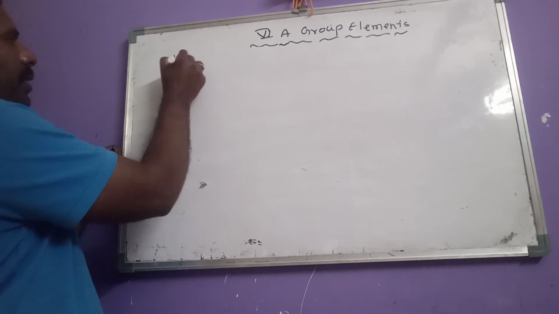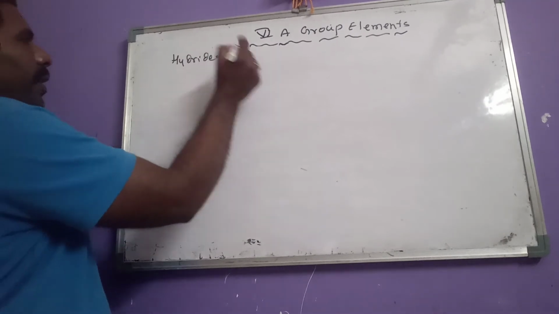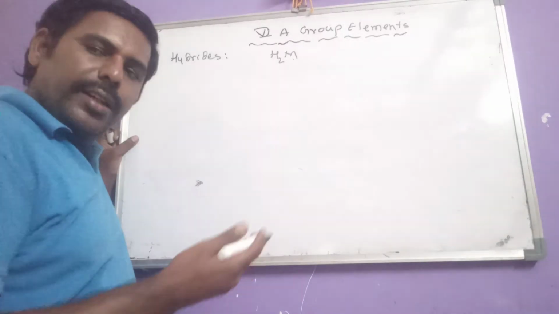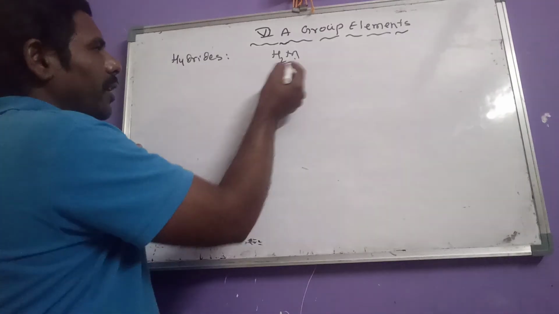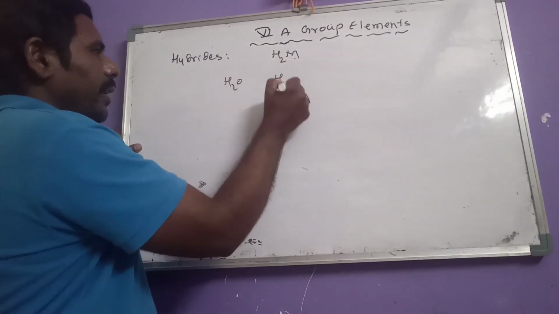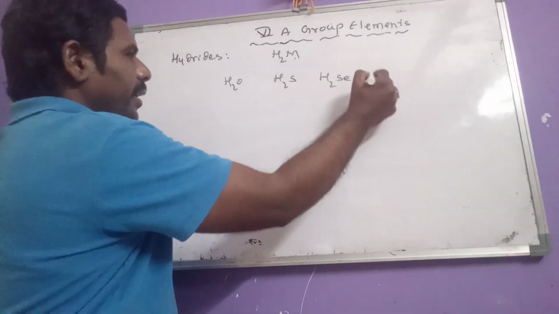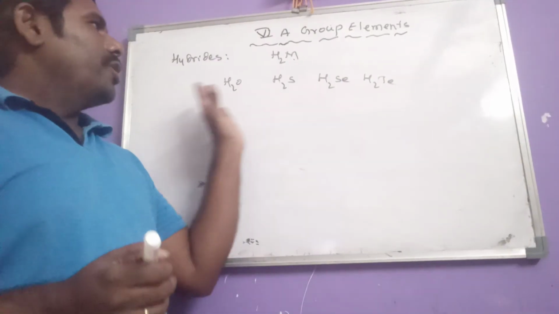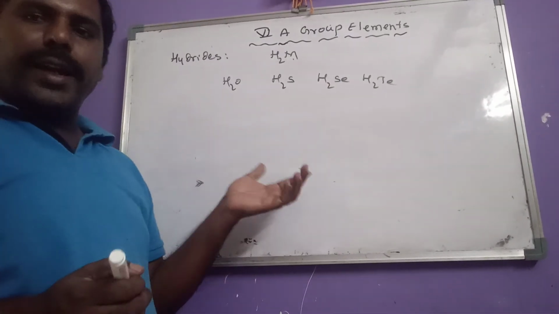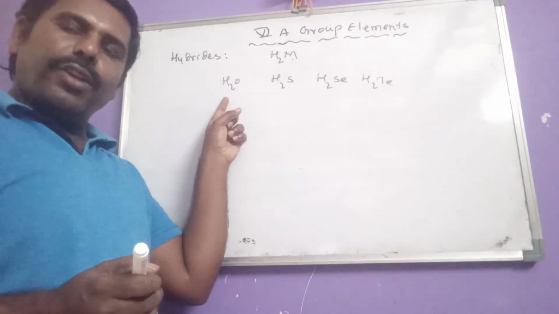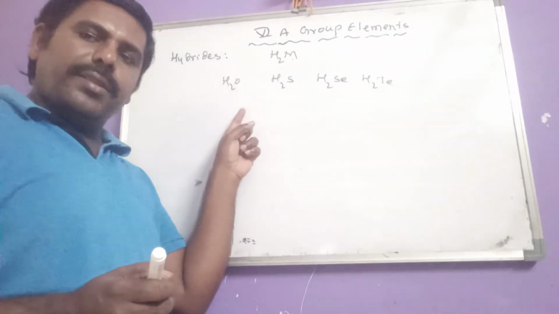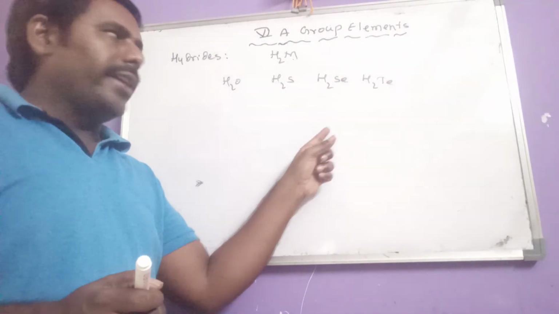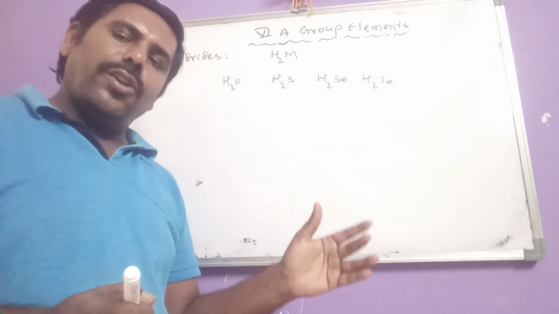So hydrides of 6th A group elements, what is the formula here? H2M, where M is a chalcogen or 6th A group element. Examples are H2O, H2S, H2Se, H2Te. Enough, no need to write H2Po now. So these are the 6th A group hydrides. H2O is known as water or hydrogen oxide, H2S is hydrogen sulfide, H2Se is hydrogen selenide, H2Te is hydrogen telluride.